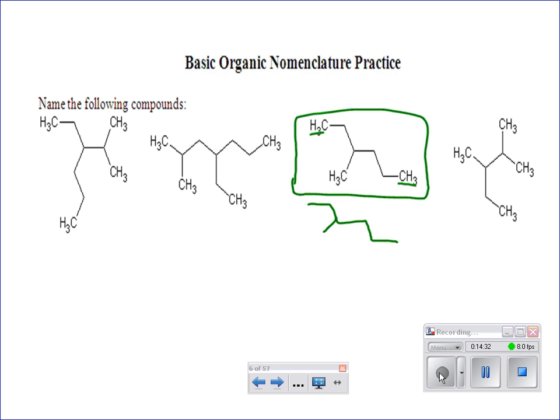All right, so first we have to find the longest chain. Where is that? 1, 2, 3, 4? No. 1, 2, 3, 4, 5, 6. That looks like the longest chain to me, right? So what's the name of this? The base name? Hexane, because there's no double bonds. And if we go from left to right, 1, 2, 3 carbon. We go the other way, 1, 2, 3, 4. Which one do we choose? 3. So what's this called? 3-methylhexane.